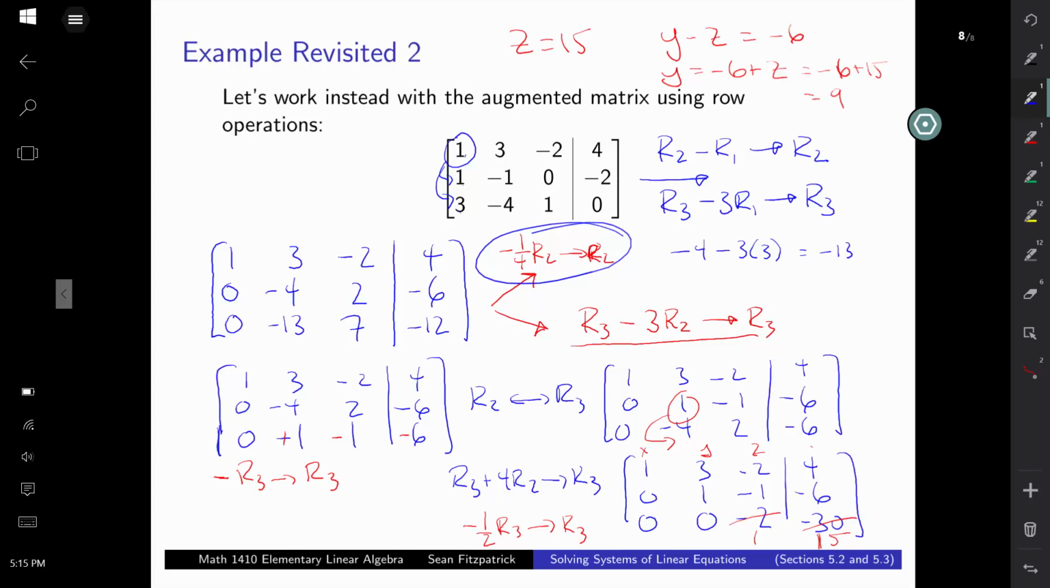So the idea is that we can save ourselves a little bit of writing by working with the augmented matrix instead of the system itself. So we'll explore this a little bit further in some later videos, but this will be enough for this week.